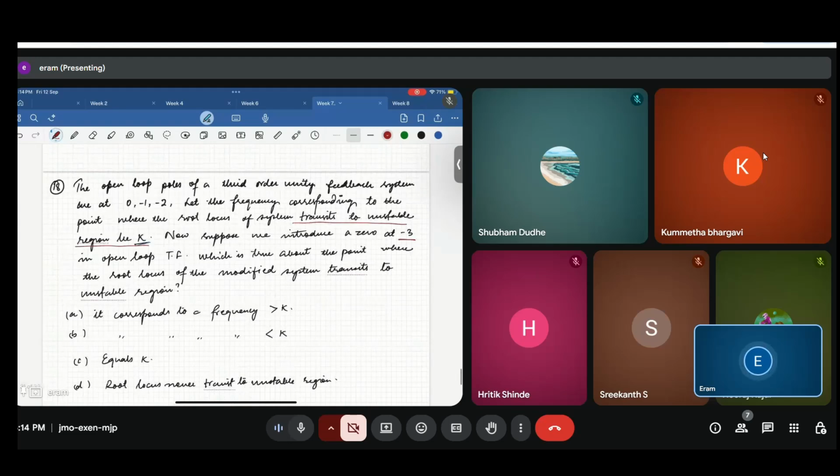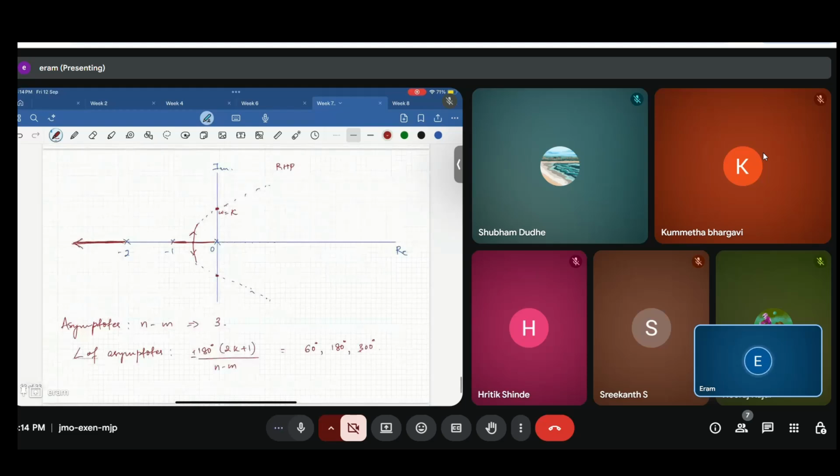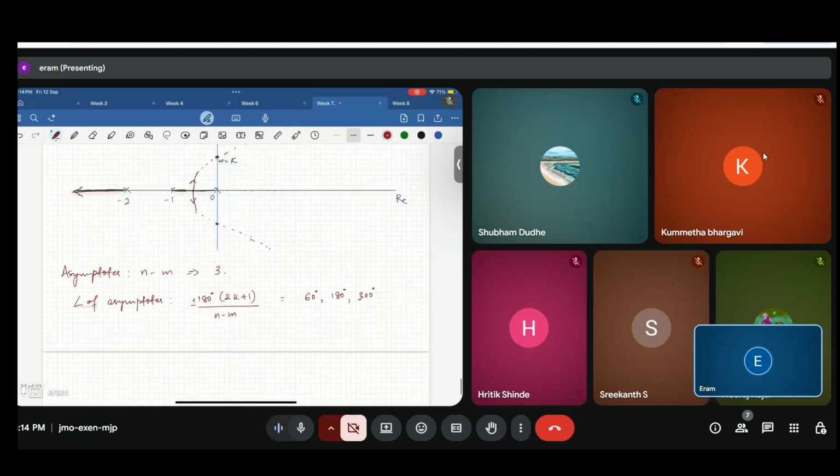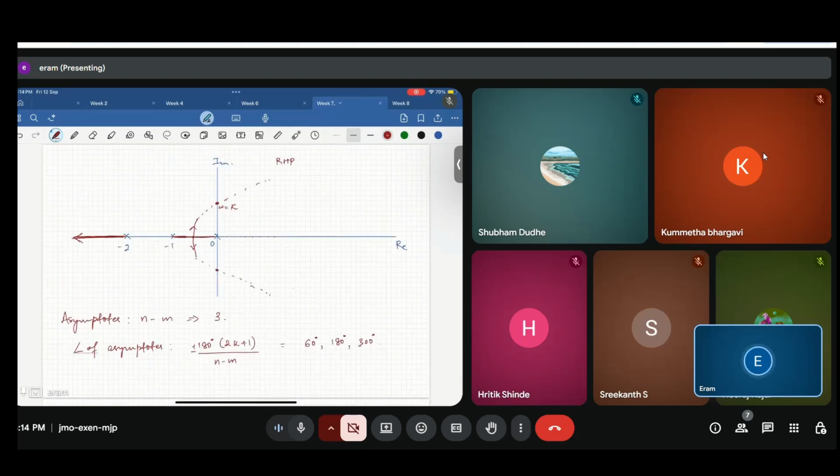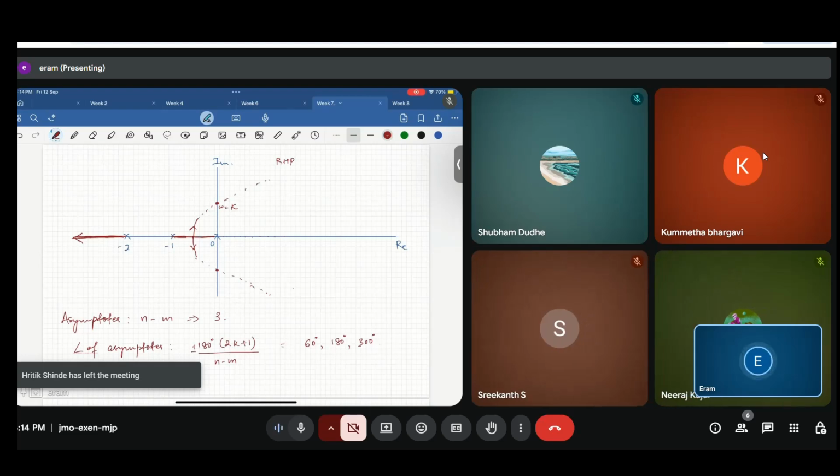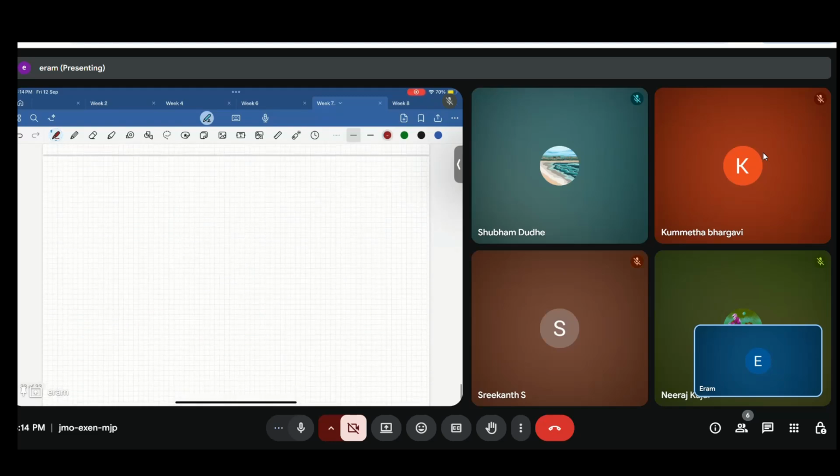And now we are introducing a 0 at minus 3 in this open loop transfer function. Now let's see how this root locus will change if we introduce a 0. Can you try plotting the root locus when you have these three poles, and in addition a 0 at the location minus 3? Try to draw the root locus.